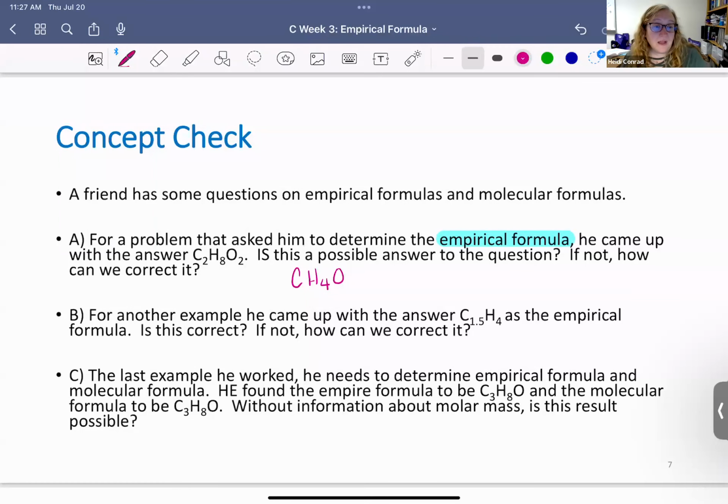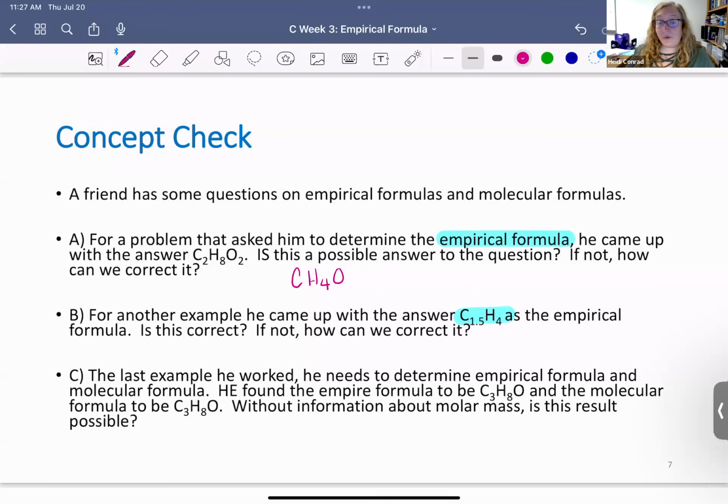For letter B, for another example, he came up with the answer C1.5H4 as the empirical formula. And is this correct? How can we correct it? No. Again, just like we just talked about for the definition, I know it sounds finicky, but it's very intentional we do it this way because we can take really complex questions. We'll work a couple more today as well, but we can work more complex questions and get the right answer, but we have to follow the rules of the game on it, which is smallest whole number ratio.